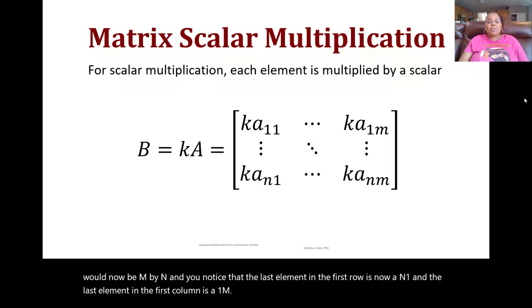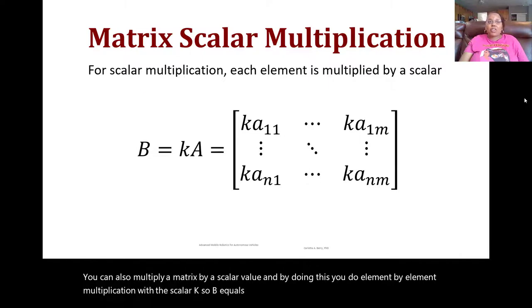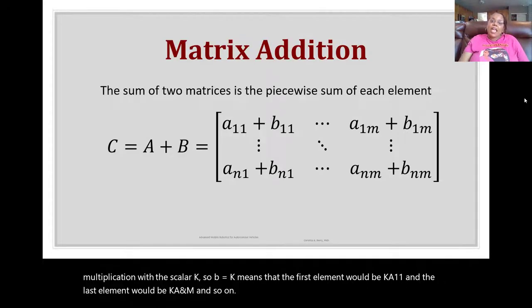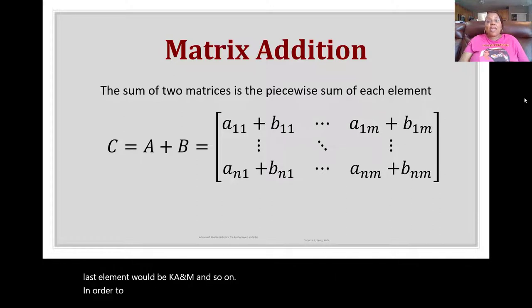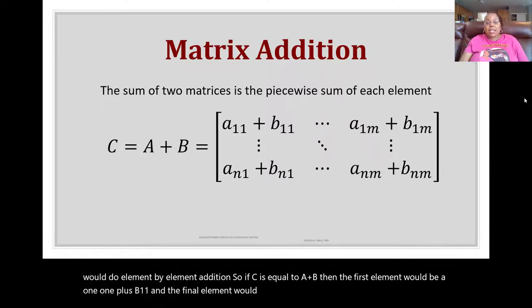You can also multiply a matrix by a scalar value. And by doing this, you do element by element multiplication with the scalar k. So B equals kA means that the first element would be ka11 and the last element would be kanm and so on. In order to add matrices together, they must have the same dimension. And then once again, you would do element by element addition. So if C is equal to A plus B, then the first element would be a11 plus b11, and the final element would be anm plus bnm.